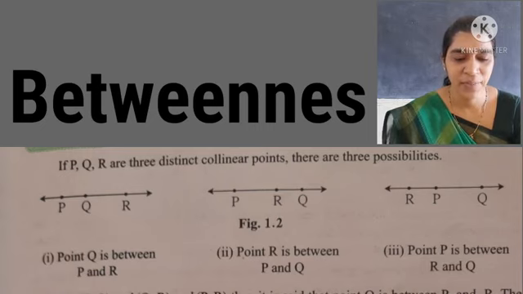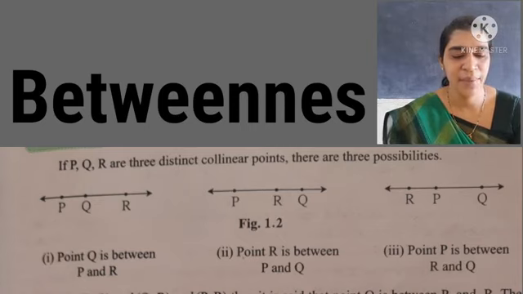In the second figure, the first condition is that points P, R, Q must be collinear, and the second condition is distance PR plus distance RQ is equal to distance PQ. Then point R is between point P and Q. And in the third figure, point P is between point R and Q if these 3 points are collinear and distance RP plus distance PQ is equal to distance RQ.